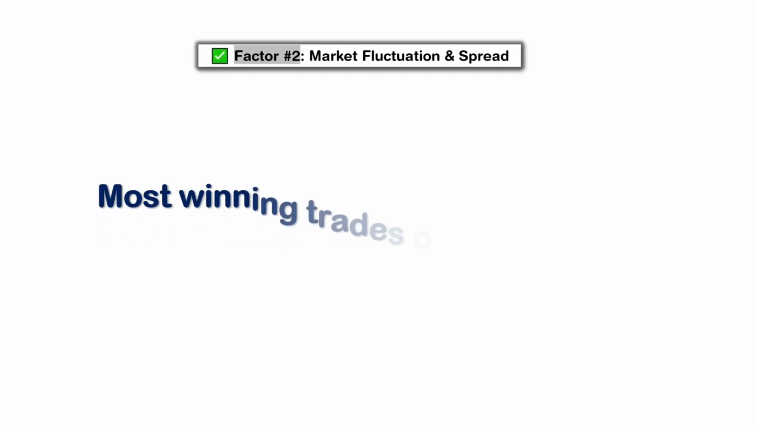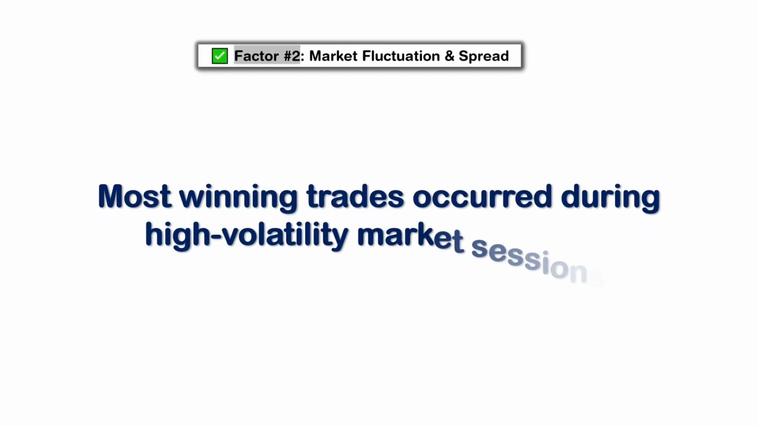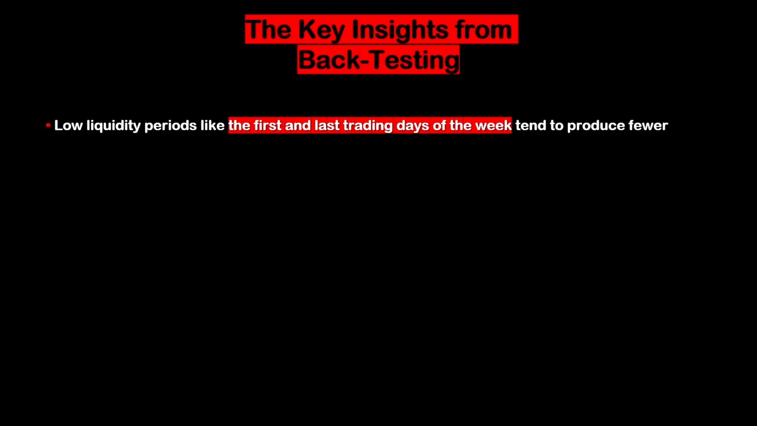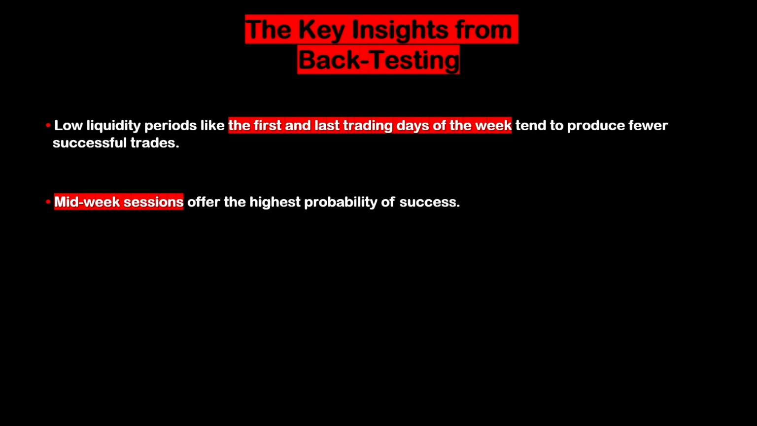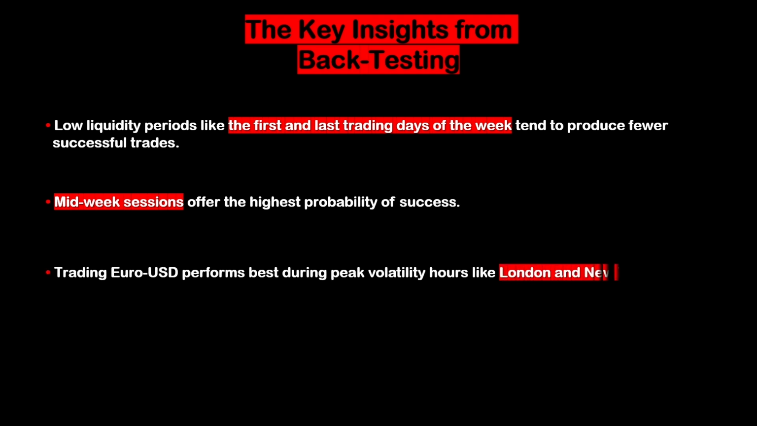The second factor you should consider is market fluctuation and spread. During our backtesting analysis, we observed most winning trades occurred during high volatility market sessions. Here are the key insights from backtesting. Low liquidity periods like the first and last trading days of the week tend to produce fewer successful trades. Midweek sessions offer the highest probability of success. Trading Euro-USD performs best during peak volatility hours like London and New York sessions.